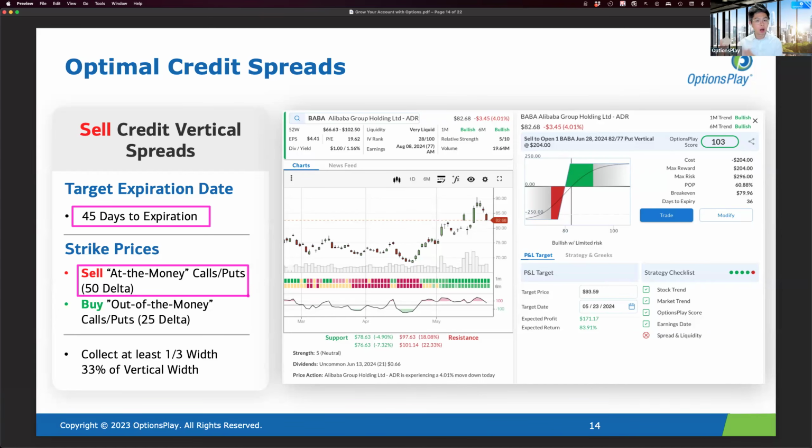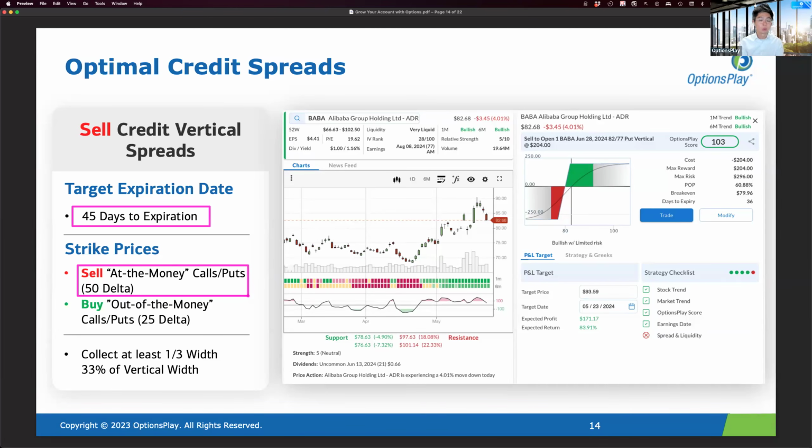And then to offset the risk of selling that at-the-money call or put, you want to buy a call or put that's roughly 25 deltas. That's the strike price where there's a 25% chance the stock is going to exceed the strike that you're buying. So when we bought that $77 strike price, we specifically bought the strike price where there was a 25% chance that BABA was going to be below $77 at expiration. And when you use this type of approach, you're going to get a very consistent outcome in terms of probability of success.